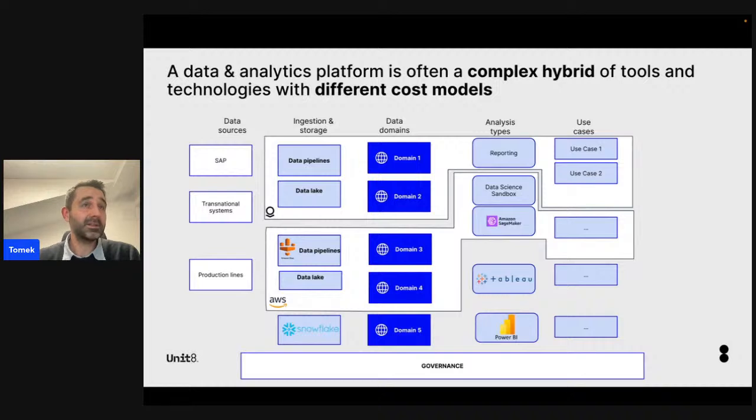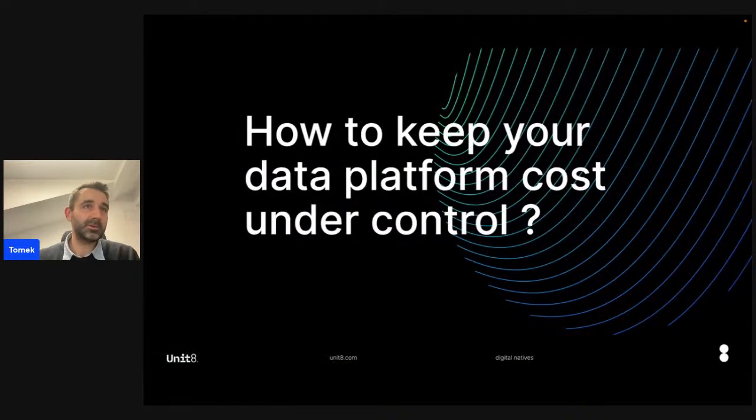And that means that governance on such a complex platform is even more complex. And when it comes to cost, reasoning about where the cost is actually coming from, especially if the use case spans the different technologies, is not easy. And sometimes you require some specialized tools and good techniques in order to be able to really understand the cost dynamics on your platform. So how do you keep your data platform costs under control?